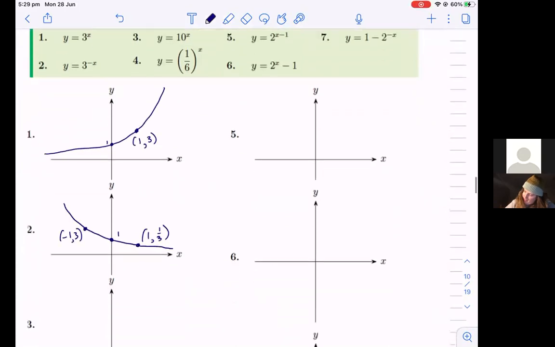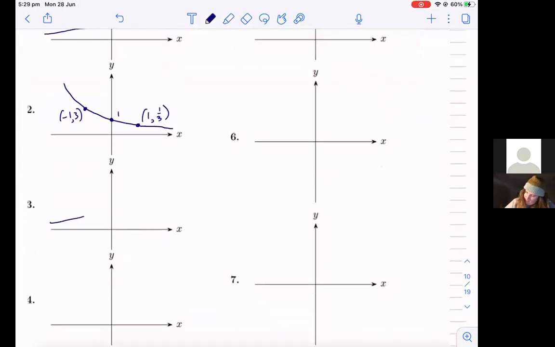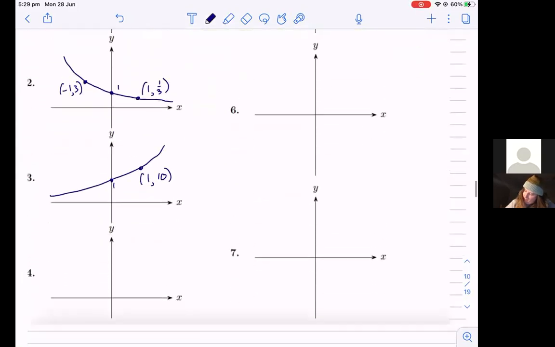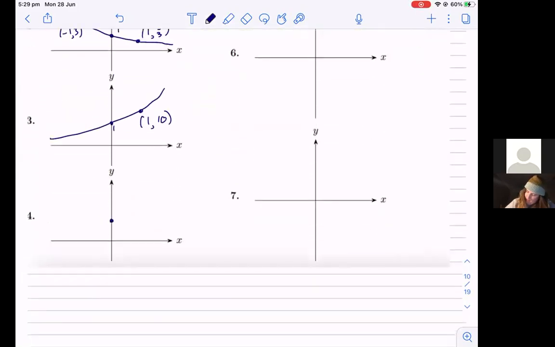Question 3, 10 to the x. This is still 1. Our next one is 1, 10. 10 to the 1 is 10. Question 4, 1/6 to the x. This time, this is still 1.